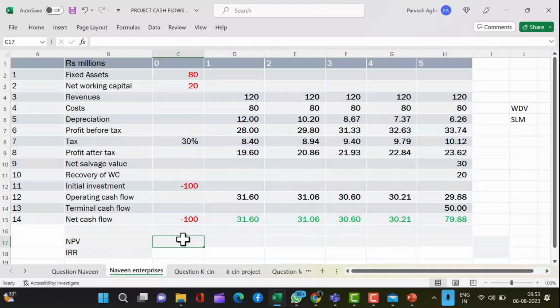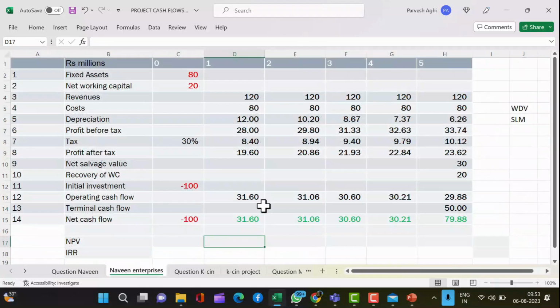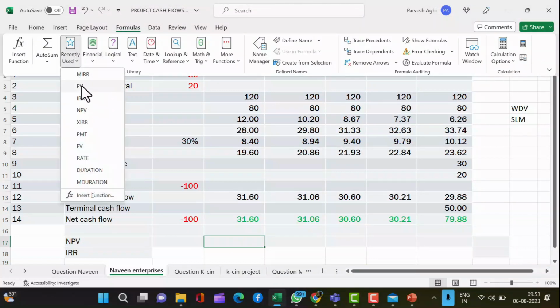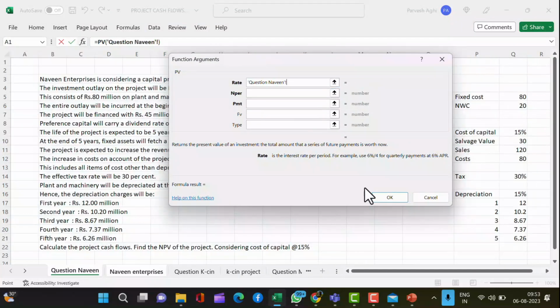Then I'm going to calculate the net present value. Okay, fine. So for that I need to calculate what my cost of capital is. 12%, isn't it? 15%. Sorry, cost of capital is how much? 15. Yeah. So okay, I'll put my cursor here. Go to formulas, and go to the present value. Rate is how much? 15%. So I'll pick it from here. Okay, 15%.